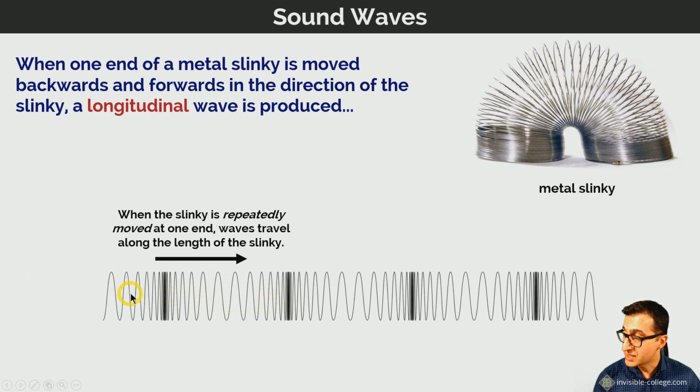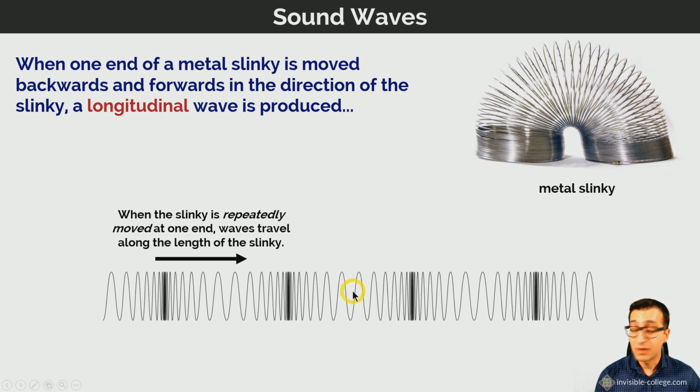Now, each one of these coils is simply moving backwards and forwards like this, but the energy is being transferred from the end of the slinky, which is being vibrated, towards the other end, and so you'll see these compressions and rarefactions, as they're called, moving along the slinky in this direction. So this is a very easy way of modelling a longitudinal wave like sound waves.